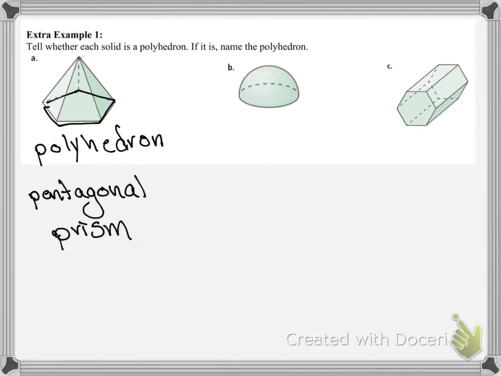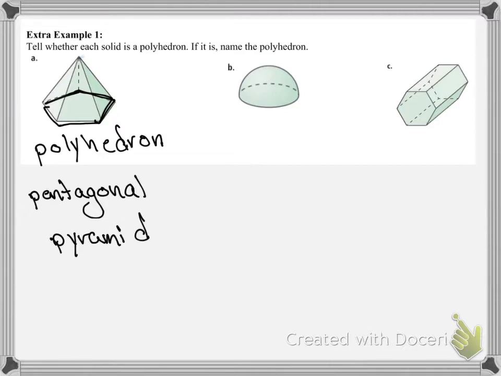Oh, no, no, no. Wrong word. Pyramid, because it comes to a point. Pyramid. It doesn't have two bases. It only has the one base down here. This one base down here coming up to a point. The sides are triangles. It makes it a pentagonal pyramid.